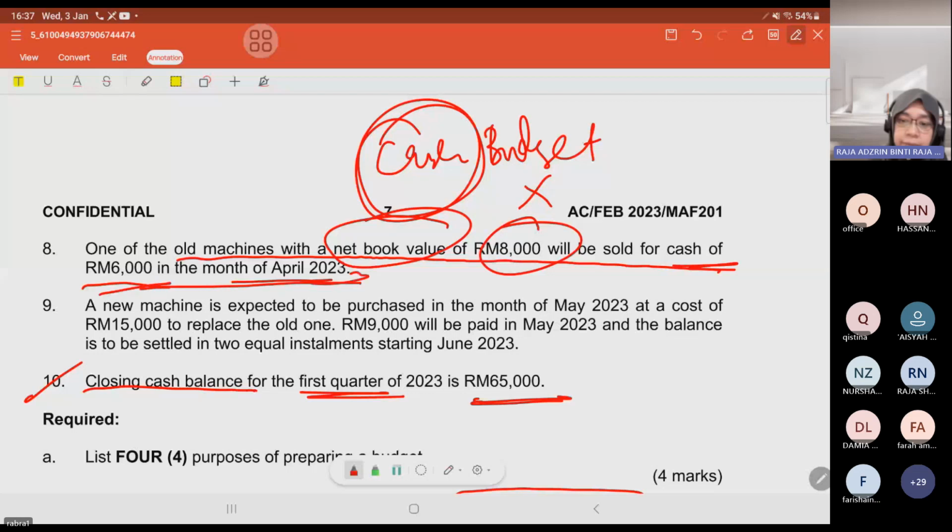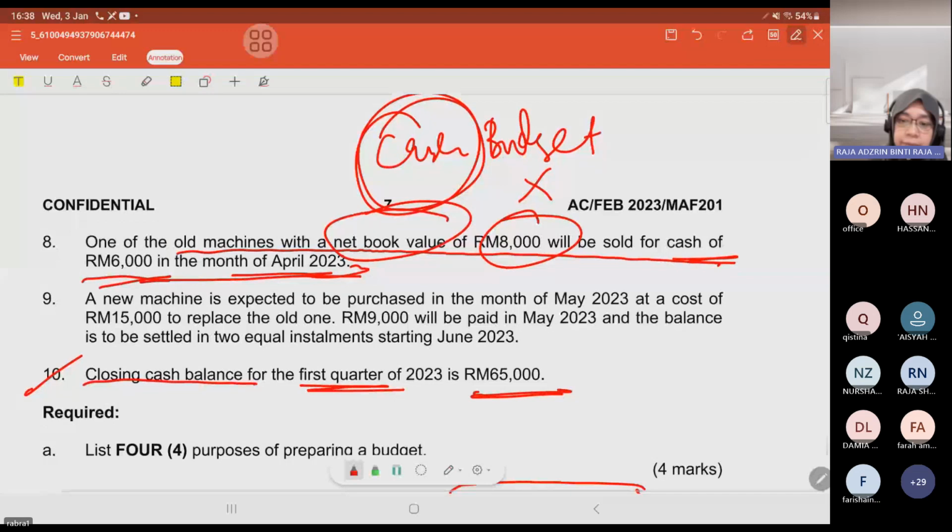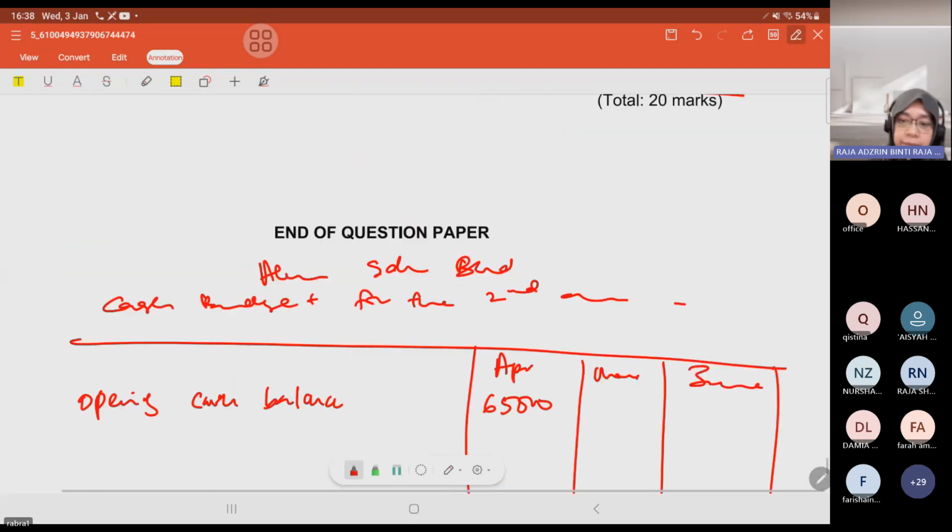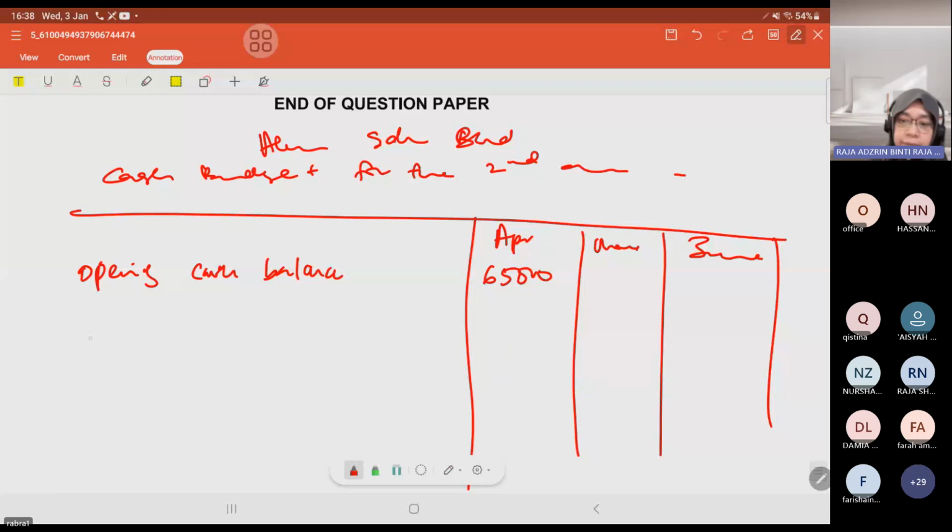So you dapat ke you bayar? When you sell, so you will receive money. So dalam receive lah. So dekat receive column, dalam bulan berapa? Dalam bulan April. Masukkan 6,000. Sebab that's the amount that you're going to receive. Kan? So contohnya sale of old machine lah. You akan buat kat sini under receipt.